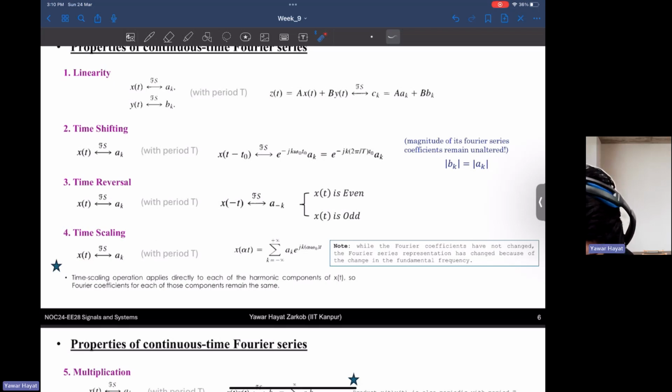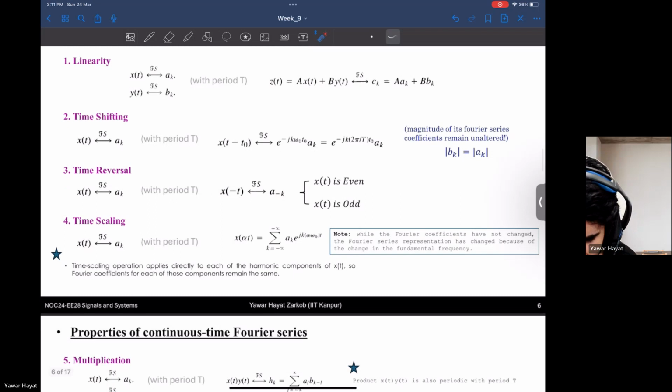Then we have time reversal, which is actually a special case of time scaling. If we have x of minus t, the time reversal, then the Fourier series coefficient would be a of minus k. So we'll just replace k by minus k in that case. In general, what if we scale by a general factor alpha? Then by definition, we would have summation k varies from minus infinity to plus infinity a_k e to the power j k alpha omega naught t.